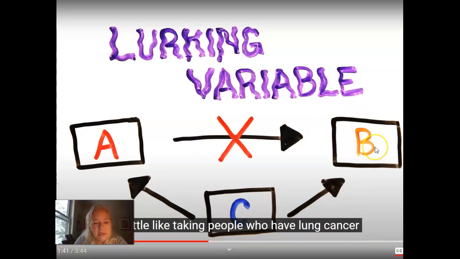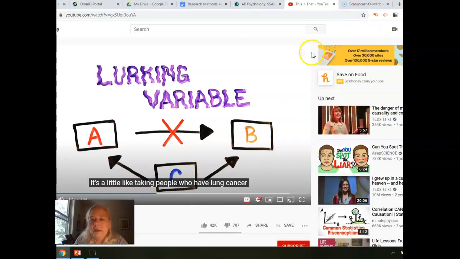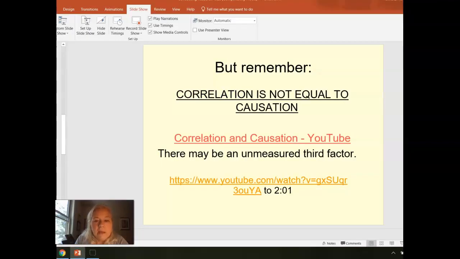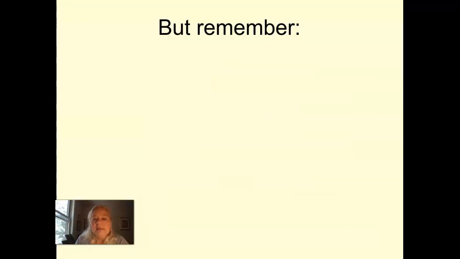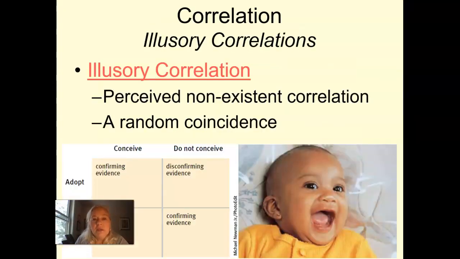Okay, so I think you get the idea, and I'll try to fix the videos in the future as well. I know that was a little bit off, but the important point to remember here, and I think they made this pretty clear, is that sometimes there is an illusory correlation. This is when someone perceives a non-existent correlation. It's actually a random coincidence.